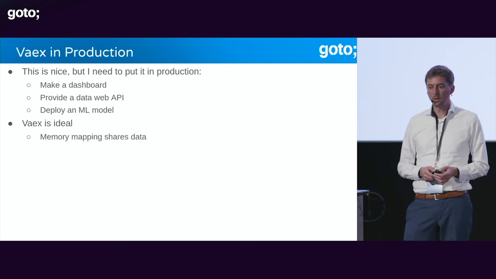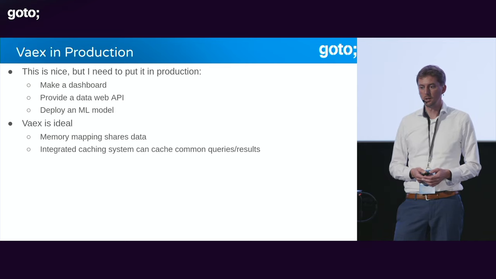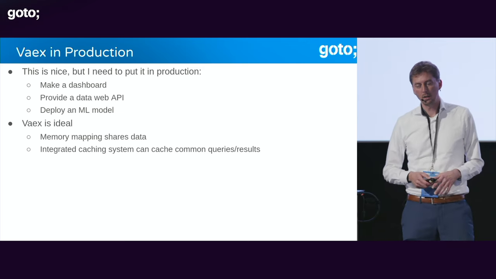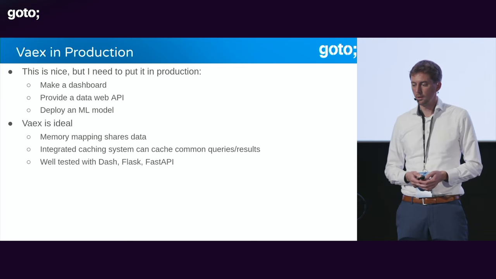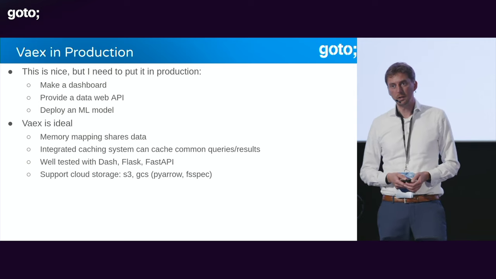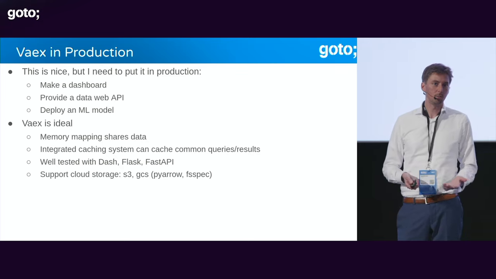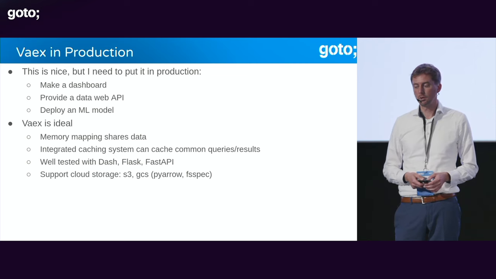What I told you about memory mapping is that you share data with Gunicorn, with multiple processes that you have a lot in Python. You're not wasting any memory. Something we didn't talk about: if you have a dashboard, the first page is always the same, so it's the same query. Using a caching system, we can accelerate a lot of common queries. And it's well tested with these frameworks. We test it and use it a lot with Dash, Flask, and FastAPI. If you deploy this in the cloud, you don't have to worry about how to get the data on your node. You just have an S3 URL, and you still get really good performance because we cache it lazily on the machine you're using.